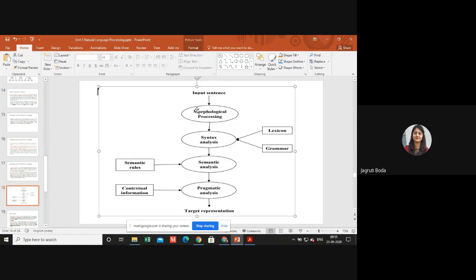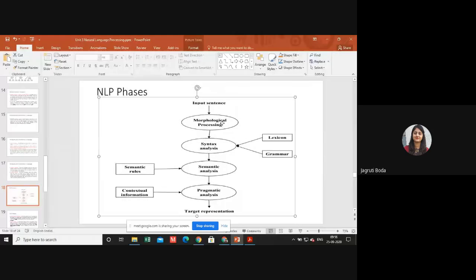The first one is morphological processing, then syntax analysis, then semantic analysis, then pragmatic analysis, and at last we convert into target representation. Okay. So one by one we will see what is the role of morphological processing, what is the role of syntax analysis, and semantic and pragmatic analysis. These are the contents of your unit.